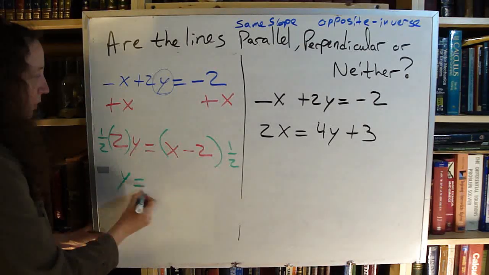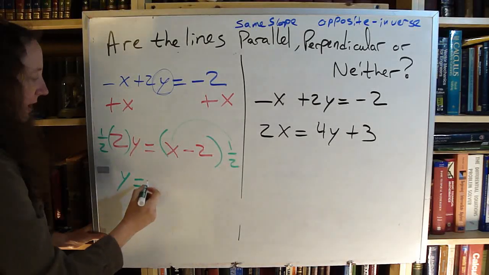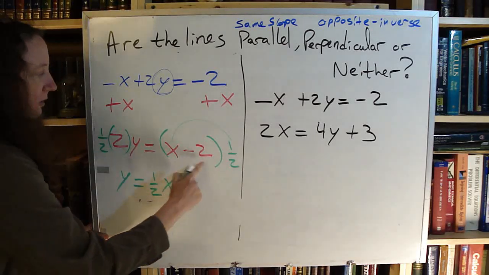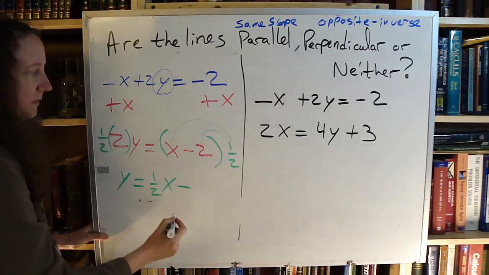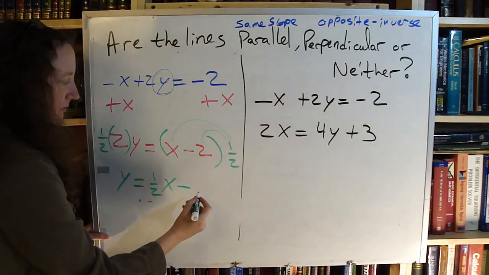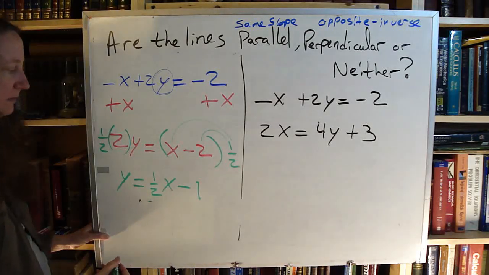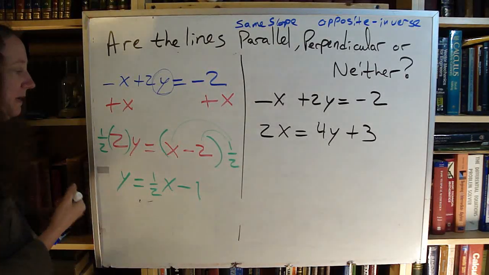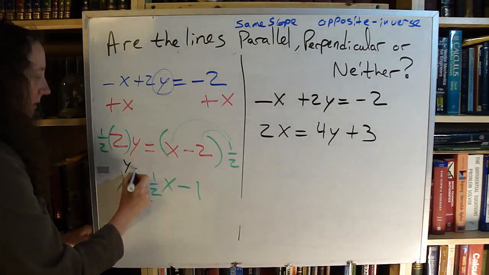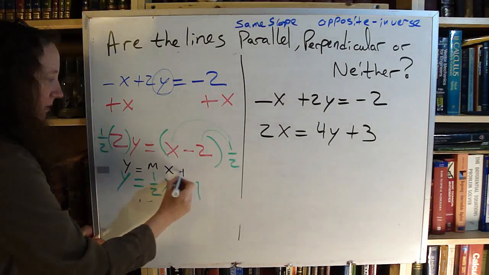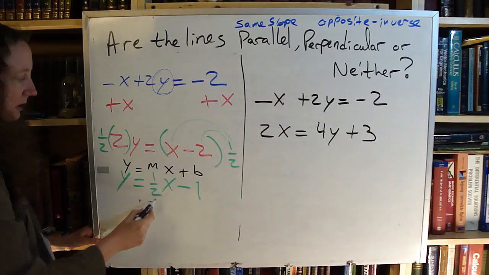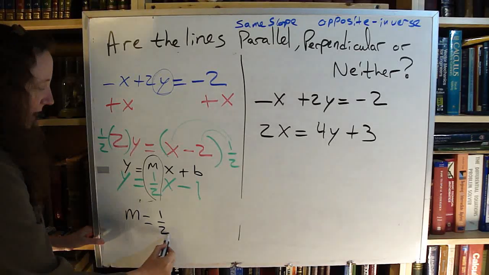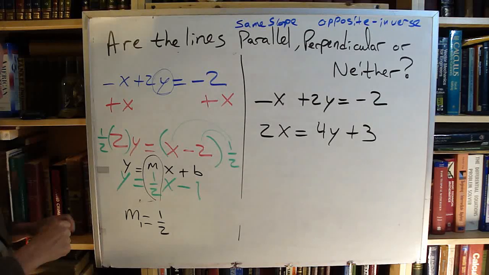So now I have y equals 1/2 times x, 1/2 x, minus 1/2 times 2. Type it on your calculator. 1. Does this look like y equals mx plus b? Yes. Now I can see what m is. M is 1/2. And that's for my first equation, so I put that little 1 down there.